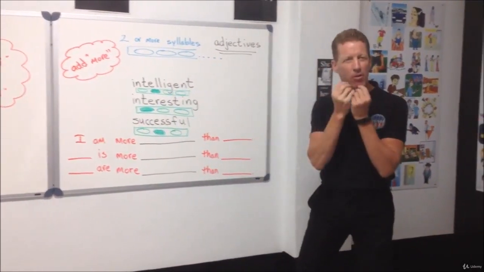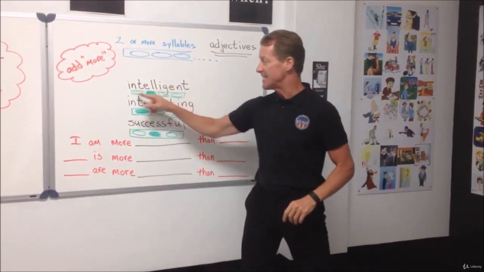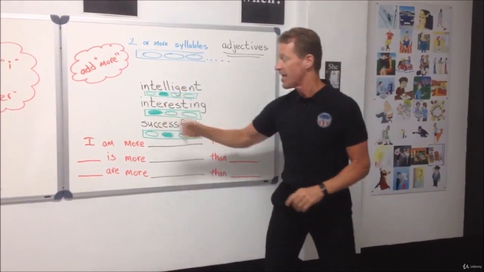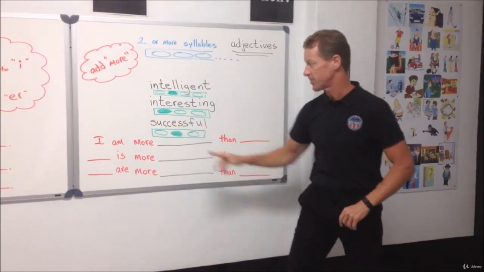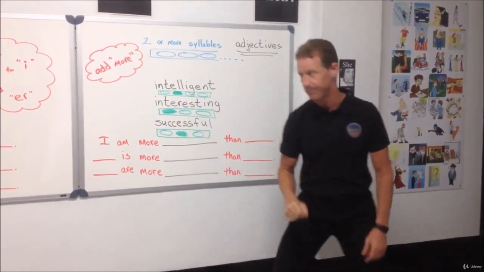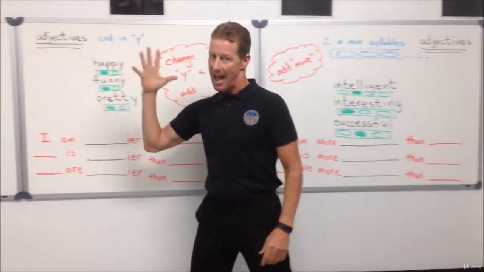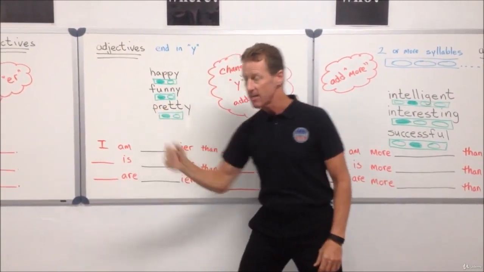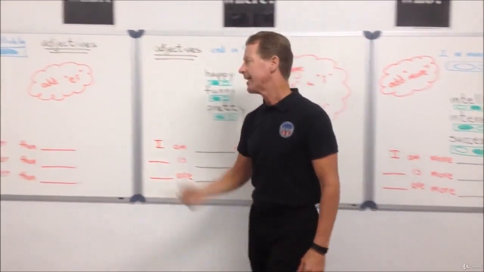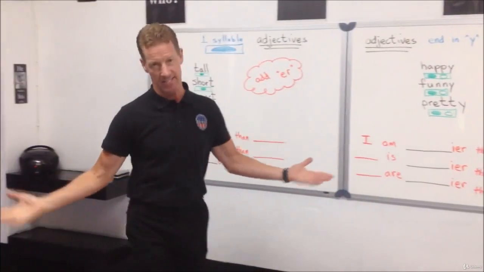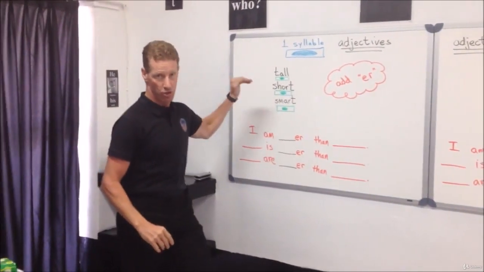Okay? And remember the pronunciation. Intelligent, interesting, successful. Over here. Happy, funny, pretty. And here one syllable is very easy. Tall, short, smart.